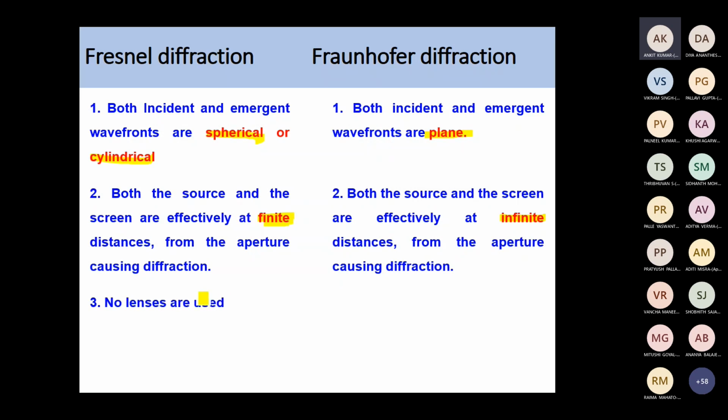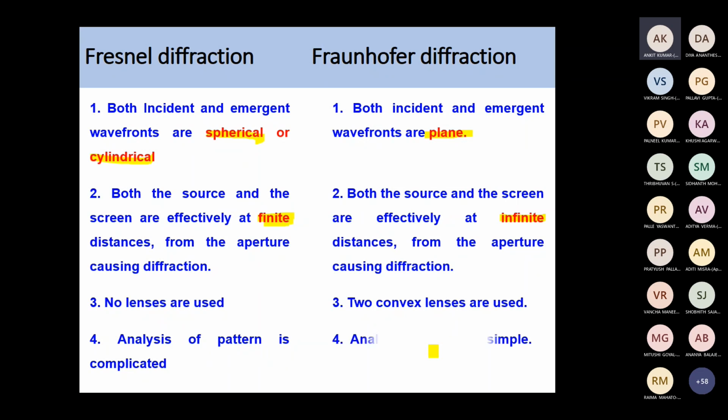Now, we are not going to use any lens in Fresnel type of diffraction, whereas two convex lenses are used in the case of Fraunhofer diffraction. The analysis of the pattern is complicated in the case of Fresnel. In the case of Fraunhofer diffraction, the analysis of the pattern is simple. So these are some of the differences between the two types of diffraction.